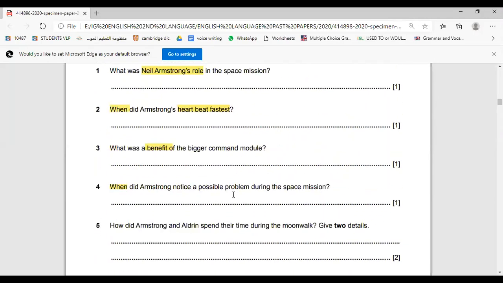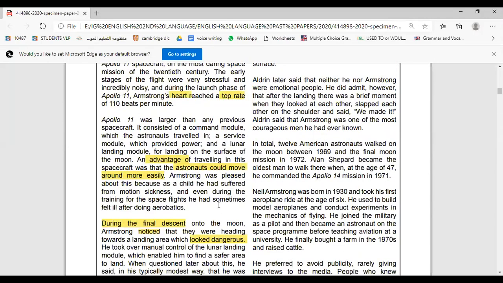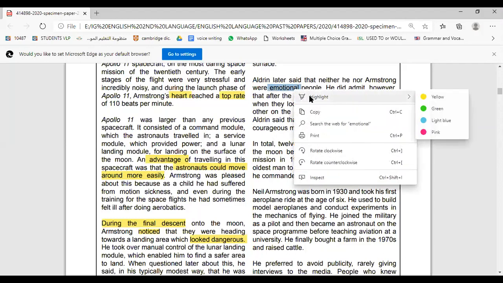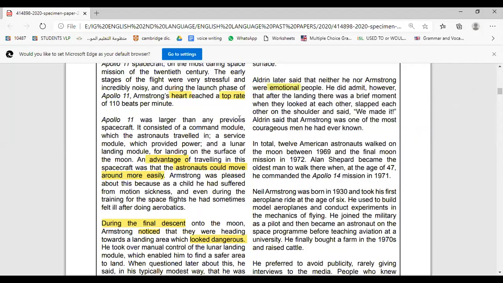For this, you need to scan the whole text, looking for things about his personality. Okay, I remember here something is said about his personality. Aldrin later said that neither he nor Armstrong were emotional people. So you will just write not emotional. Remember, the word neither is negative, so you say he was not emotional. Of course, if you wrote emotional, you will be penalized. Your answer is not right, you are taking the opposite.